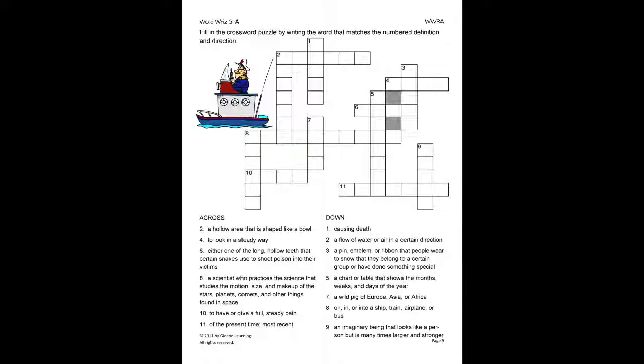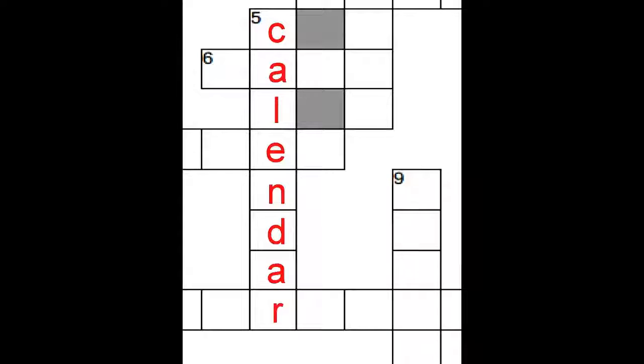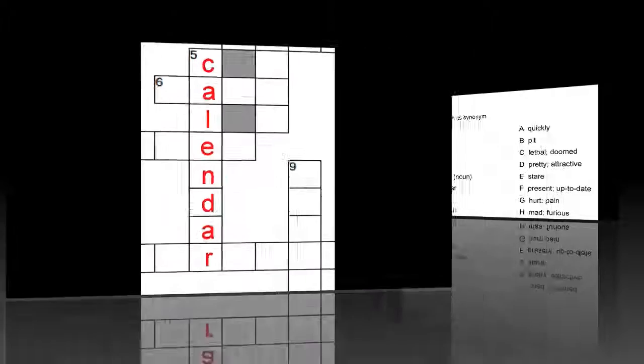On this activity, the student will fill in the crossword puzzle by writing the word that matches the number definition. Let's do number 5 together as an example. Underneath the down column, number 5 says, a chart or table that shows the months, weeks, and days of the year. Since we know this is the definition for calendar, we will find 5 down and neatly write calendar.